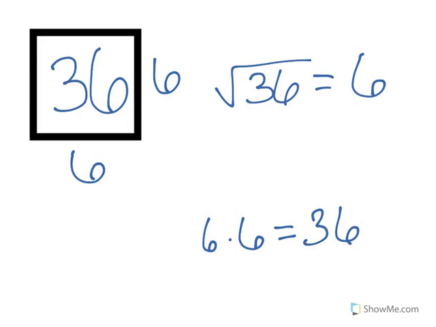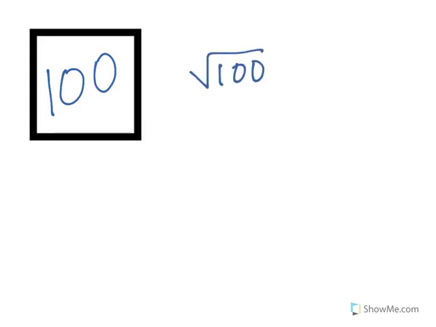Let's do one more. So let's say we have 100. That's a pretty easy one to work with. So the square root of 100, our side length is 10. Our other side length is 10, so 10 times 10 is 100. Therefore, the square root of 100 is 10.